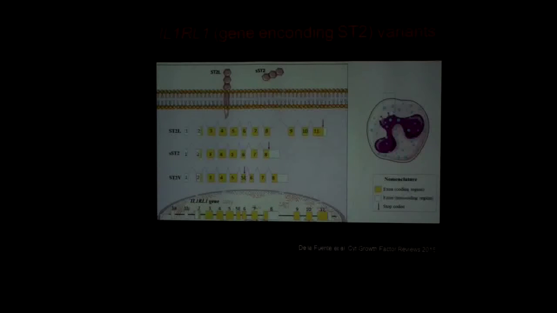So here in more detail are the variants of this receptor: we saw the membrane-anchored receptor and the soluble variant, which is mainly produced by alternative splicing. That is a process at the messenger RNA level.